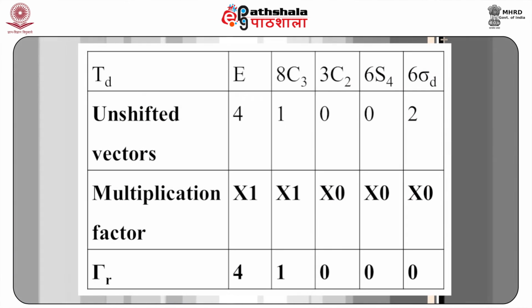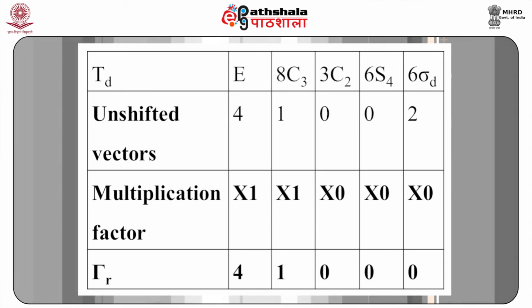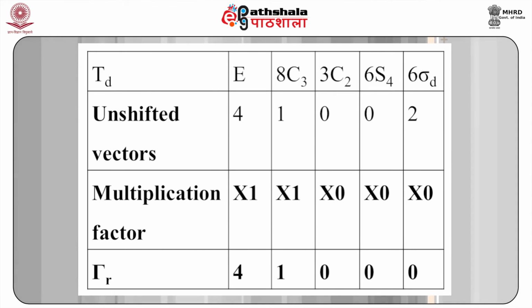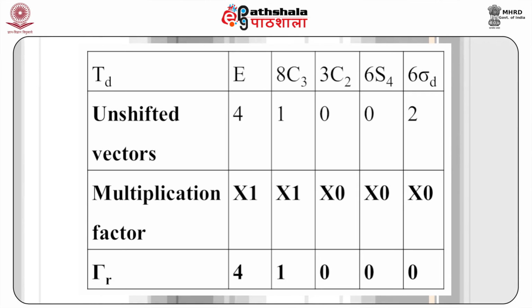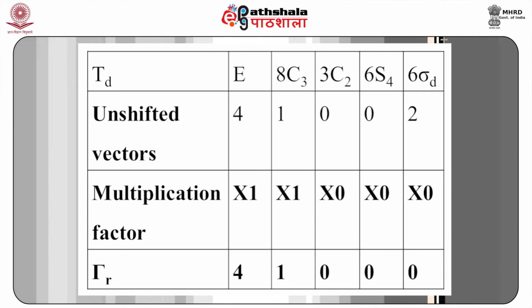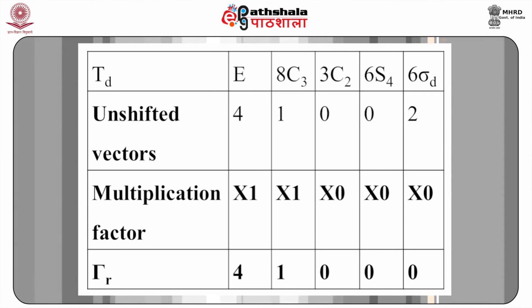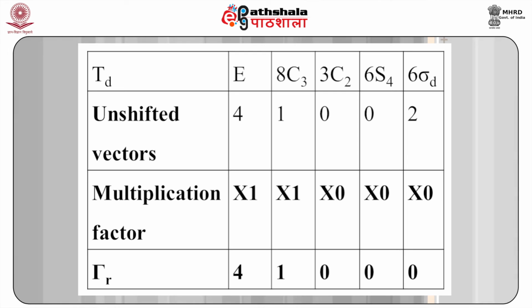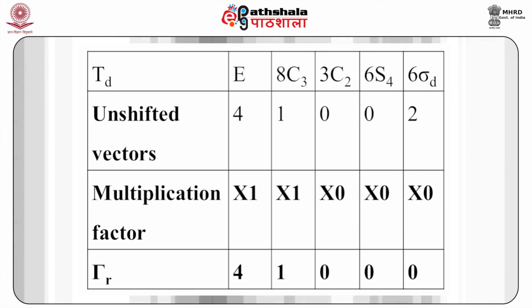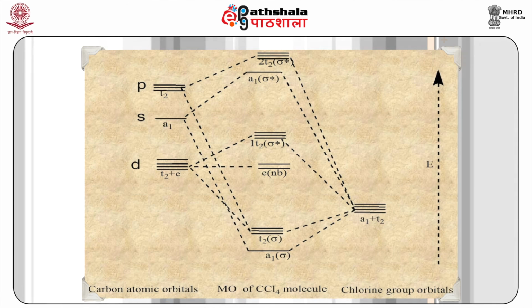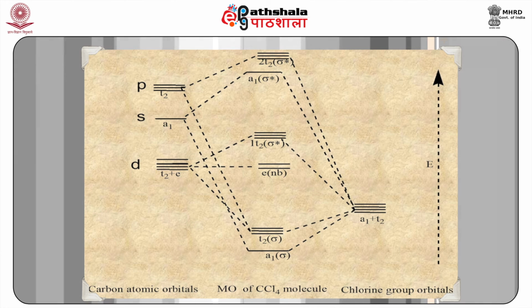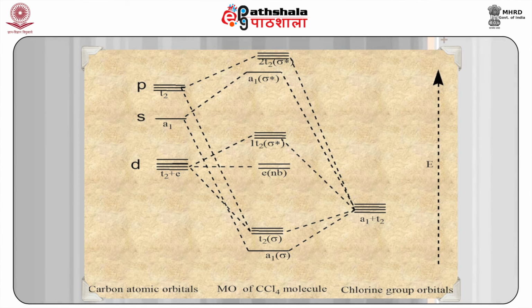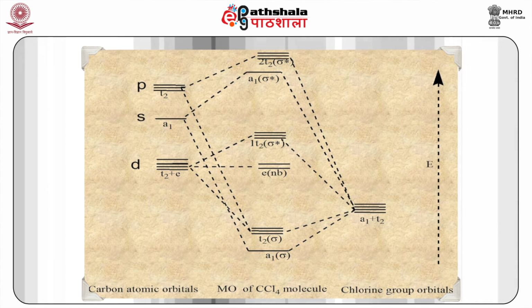Here I am having 4, 1, 0, 0, 2. These are multiplied by the multiplication factors to give me the result 4, 1, 0, 0, 0, and this can be reduced to A1 and T2. So these are the symmetries of the LGOs of chlorine. That is, chlorine LGOs belong to A1 and T2 symmetry.